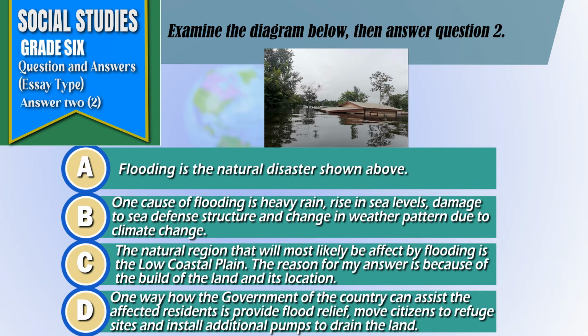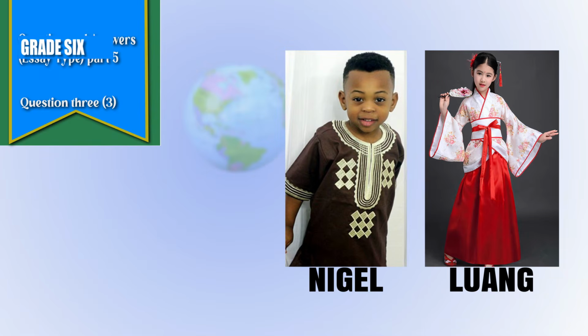Another way how the government can assist affected residents is by moving citizens to refuge sites. Or another way how government can assist those who are affected by the flood is to install additional pumps to drain the land of the excess water. So that's how the government can assist residents. Answers to question 3.